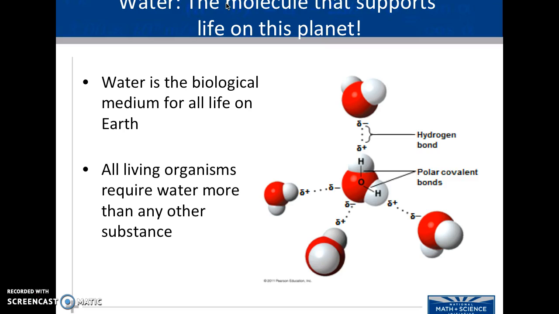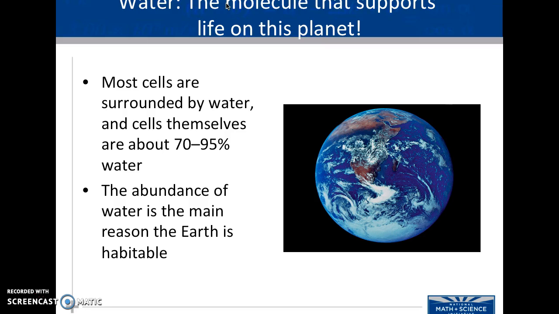When we look at water molecules, and this should be review as well, we know that water is a biological medium for all life. We're made up of a ton of water, and without it, we can't survive. It is formed between polar covalent bonds, which are between the hydrogens and oxygens in a single compound. And then we have hydrogen bonds that attract each molecule to the other molecule. And that is why we get such special properties from water.